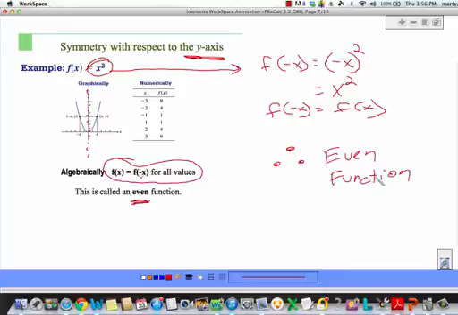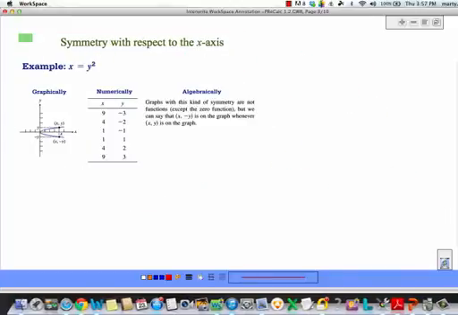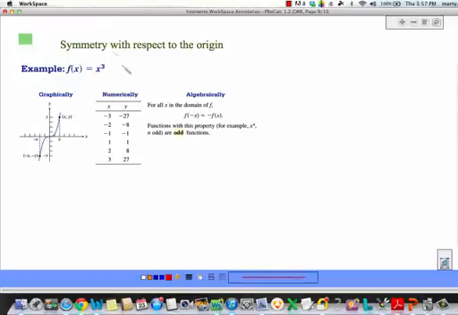That is when you change everything to negative. So if it's not even, what does it need to be? Skip this one for a second and go straight to odd. If it's an odd function, it will resemble something like y equals x cubed. Here's the graph of y equals x cubed.